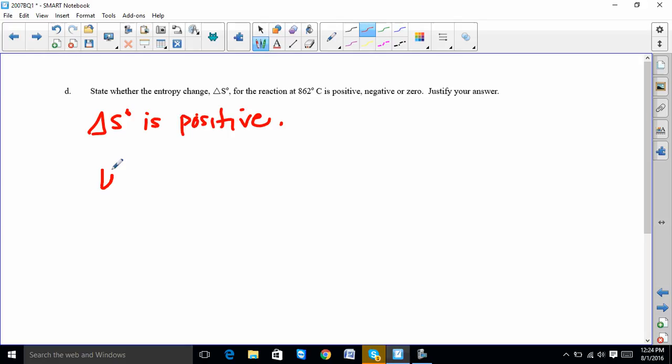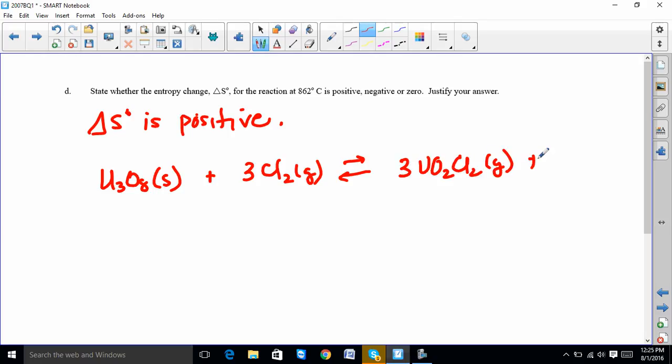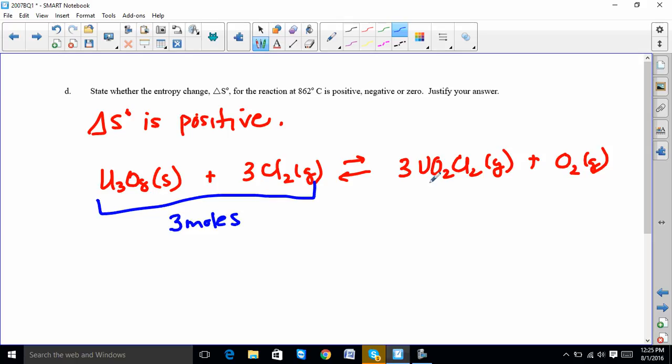I'm going to go back because I don't want you to flip back and forth. So basically, here was the equation. So here's what's going on. I'm going to switch colors. We have 3 moles of gas in the reactants, but the products contains 4 moles of gas. And so here's your justification. I mean, you don't have to write this down. I'm just writing it down so you can see it.